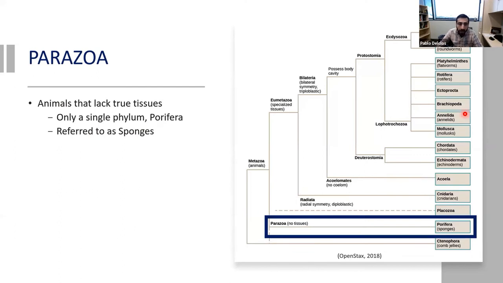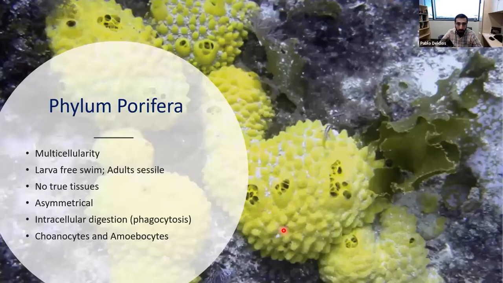So remember, a clade, we're going to see this term a lot, is an ancestor and all of its descendants. So if you're looking at a phylogeny, it's basically one point of the branch and then everything that branches off from it and everything downstream of it. So Porifera and Parazoa refers to the clade of animals that don't have true tissues. These are the only animals without tissues, and they consist primarily of the sponges.